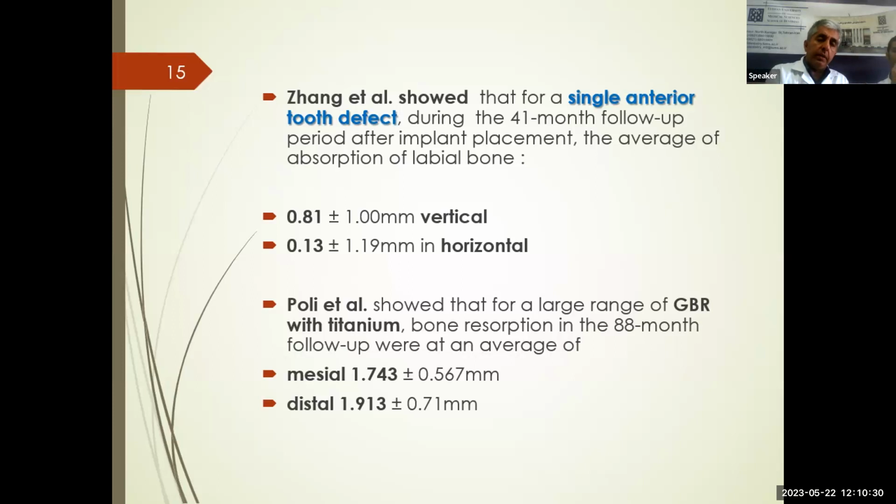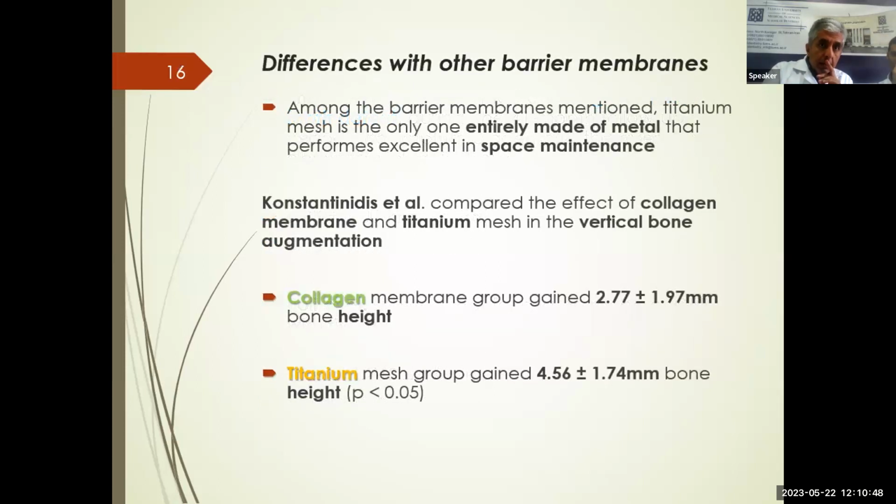And in another study by Poli, they showed that with GBR with titanium mesh, the resorption was 1.7 in the mesial and almost 2 millimeter in the distal. In comparison with the other barrier membranes, titanium is the only one made entirely of metal, and it has a good characteristic and maintains the space for the graft.